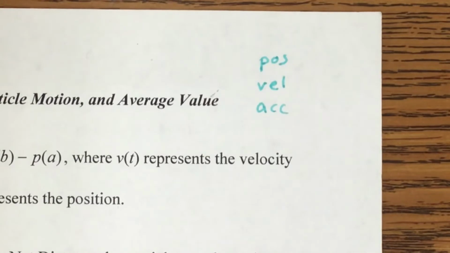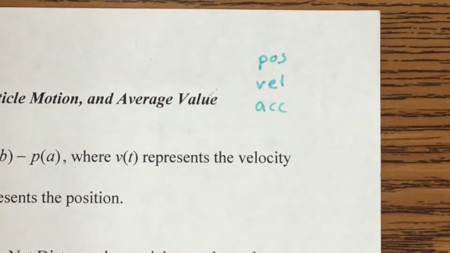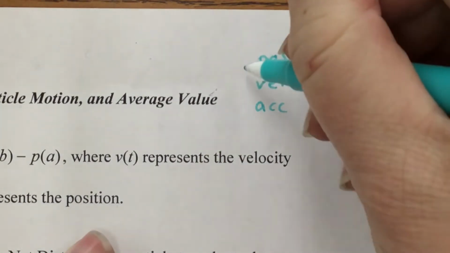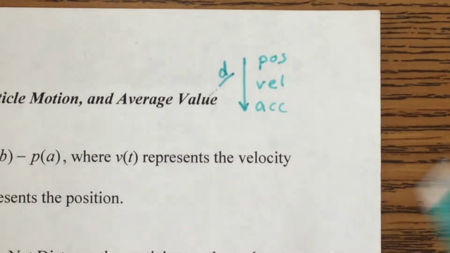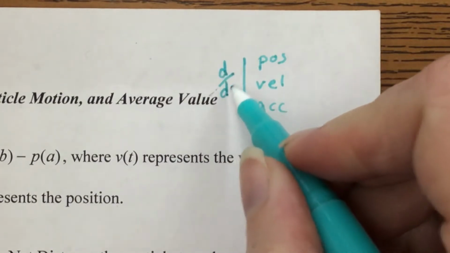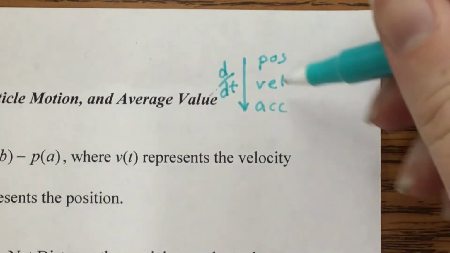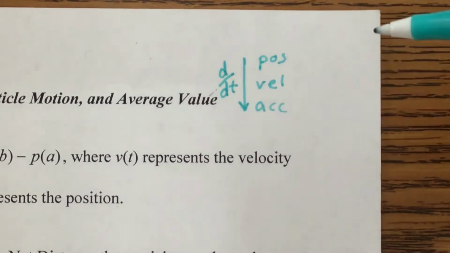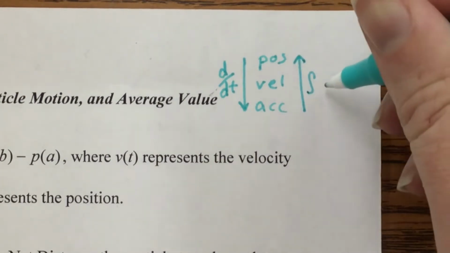If you start with position and take one derivative, you get velocity, and then take another derivative and you get acceleration. So this is one of those charts where as you move down, that is taking the derivative, and I'm going to put dt instead of dx because usually these functions are written with t as your main variable. Now, if you move down the list, you get derivatives. If you move up the list, you would be taking integrals.